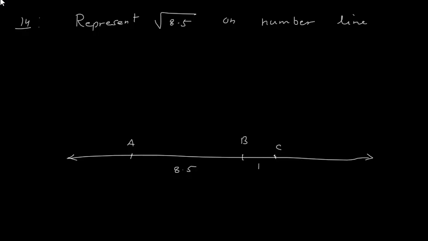Then B to C it is 1 centimeter. Now taking AC as a diameter, you have to draw a semicircle. That means first you have to locate the center, that means the midpoint of AC. To locate the midpoint of AC, you can use the construction which you learned.